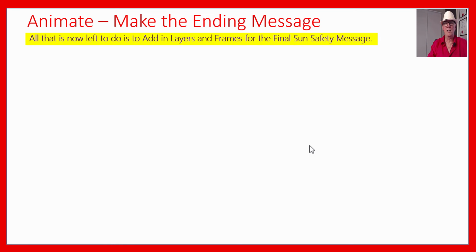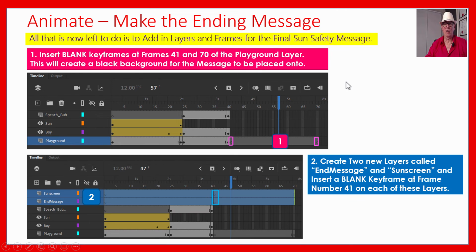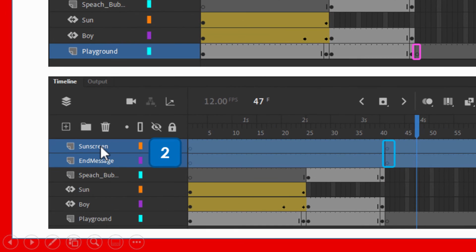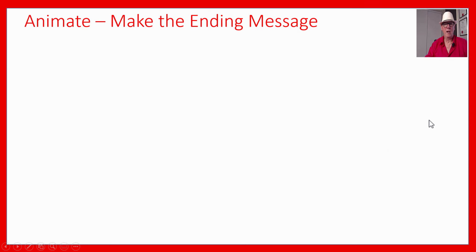So now we just need to add in layers and frames for the final sun safety message. So we've got all that stuff done, and we're going to insert blank keyframes at frame 41 and 70 of the playground layers. So we're not going to make a new layer. At the moment, the playground ends at 40. Just go to 41 and right-click, insert blank keyframe. Go to 70, right-click, insert blank keyframe. You should get the round open circle when you do that. And we're going to create 2 layers called the sunscreen for the sunscreen bottle and the end message for the typing. And we're making new keyframes at 41 for those guys, all right? So we're going to do that in the layers.